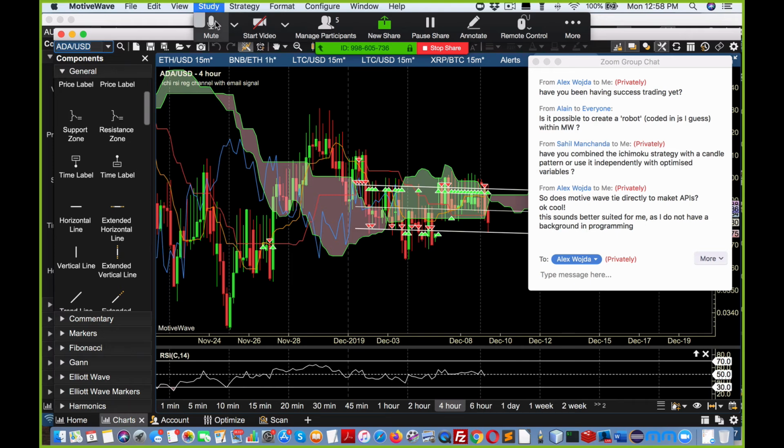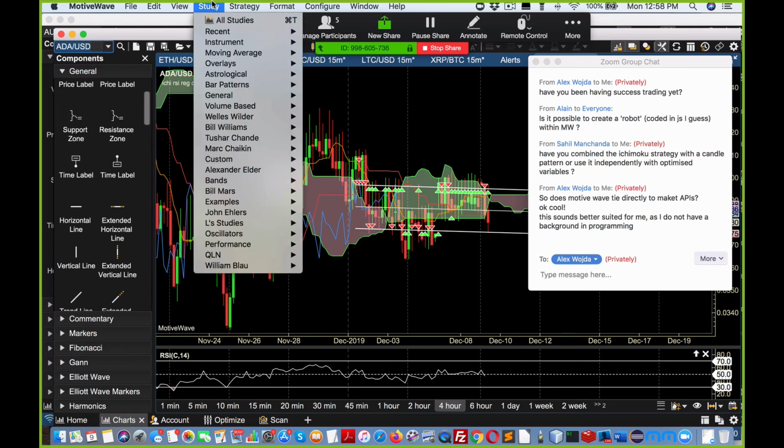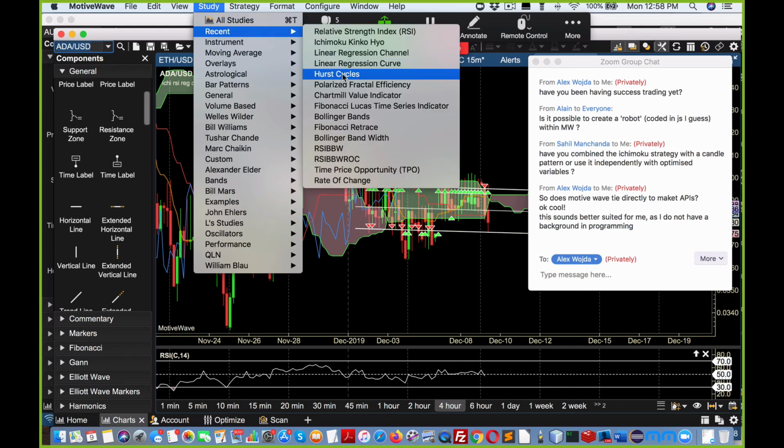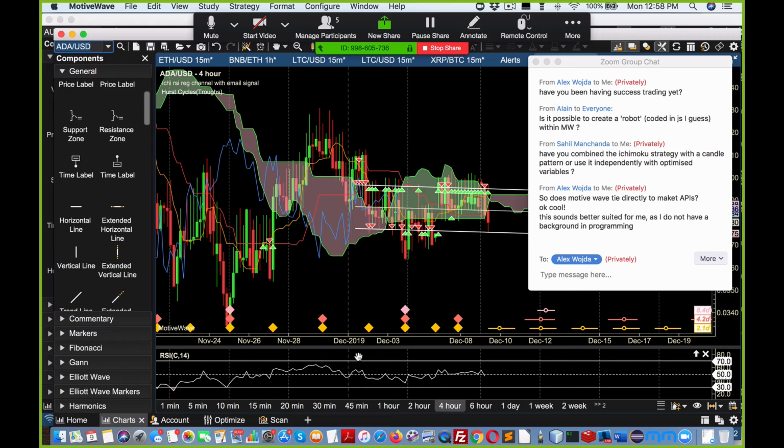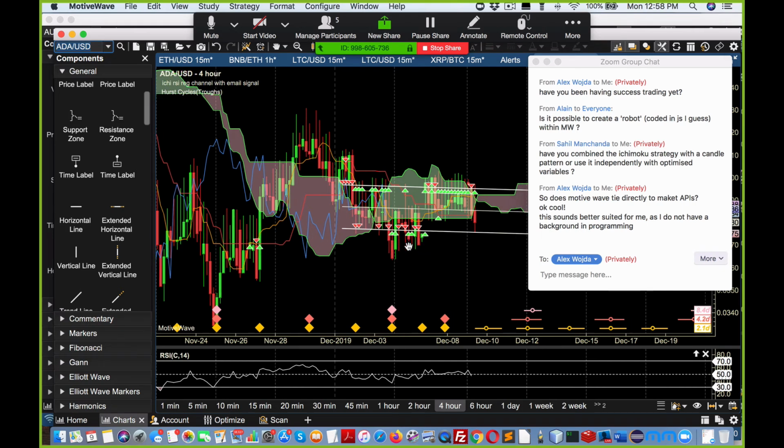I don't know what to say. MotiveWave is just mind-blowing for what you can do with it. Let me show you the Hurst cycles here as an example. Right now I'm just going to show you the bare bones. Right here, it's signaling on this triple diamond. It's signaling right here that there's a big move coming.